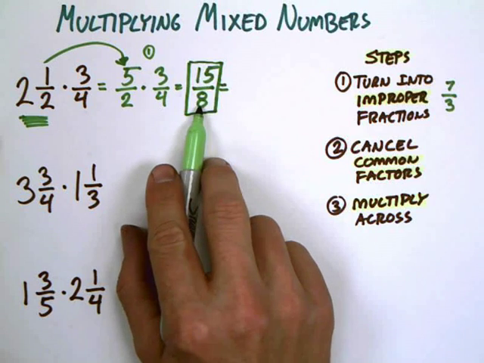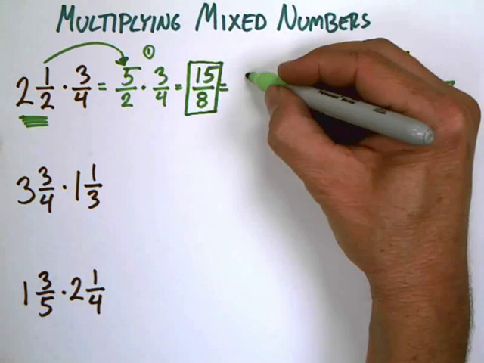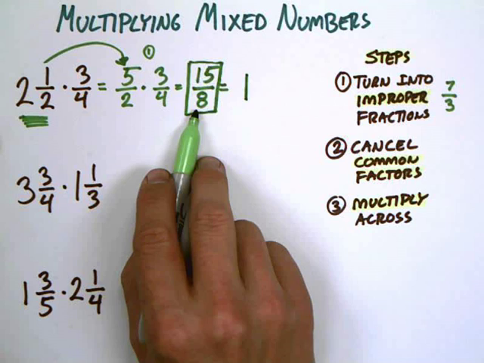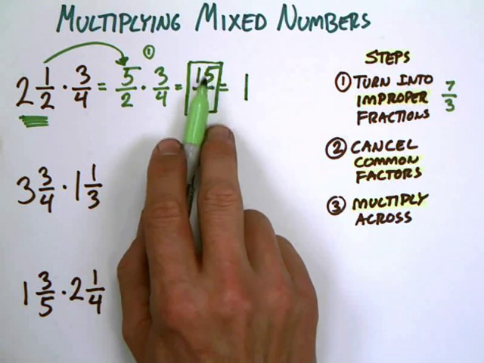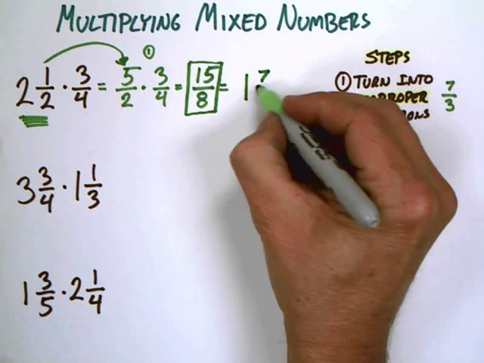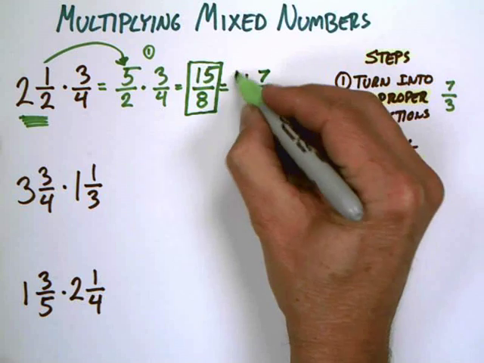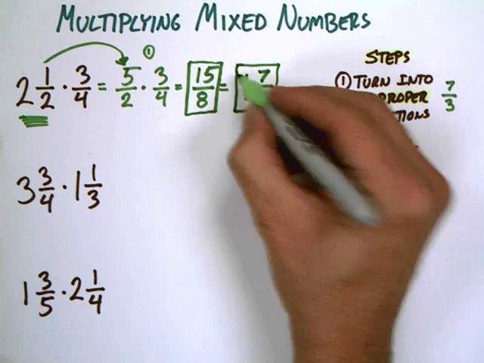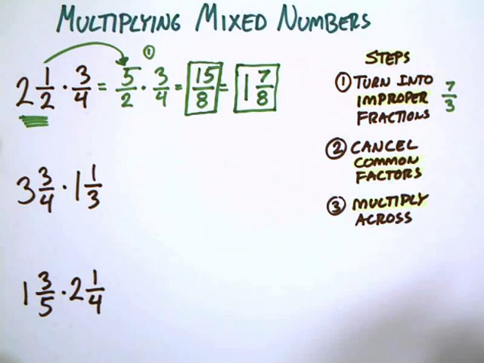So how many times does 8 go into 15? It's going to go in 1 time, and we don't have quite enough to make a second one. We're going to have 7 left over. So it's going to be 1 and 7/8. So either one of these answers would be fine.